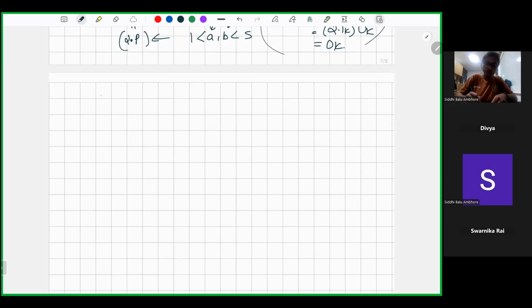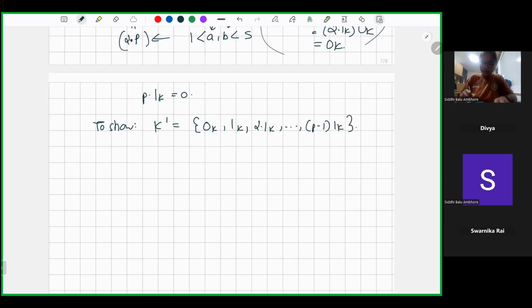Yeah, this also we need to prove, right? Therefore, since we know that p·1_K is 0, we will show the final part: that this K' is in fact {0_K, 1_K, 2·1_K, ..., (p-1)·1_K}. And how to prove this?